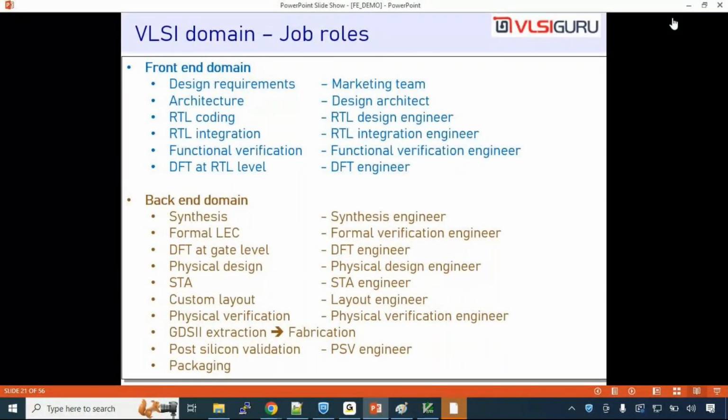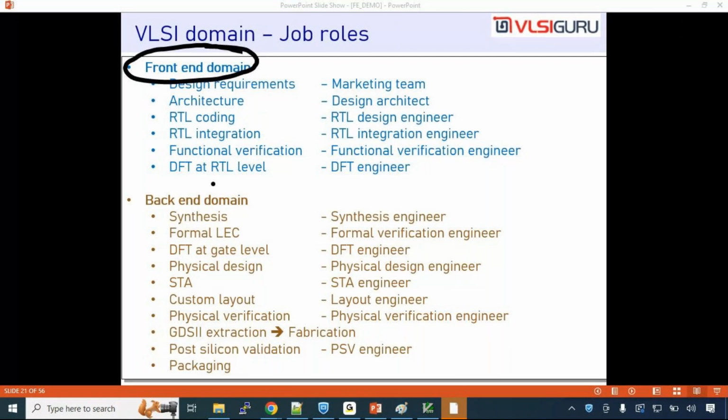So this is the time where you majorly decide whether you want to get into the front end domain or the back end domain. Once you get in, over the next period of 2 months, you can still choose. Let's say in front end domain, do I want to get into design or verification? In back end domain, do I want to get into physical design, DFT, STA? That also you can decide.